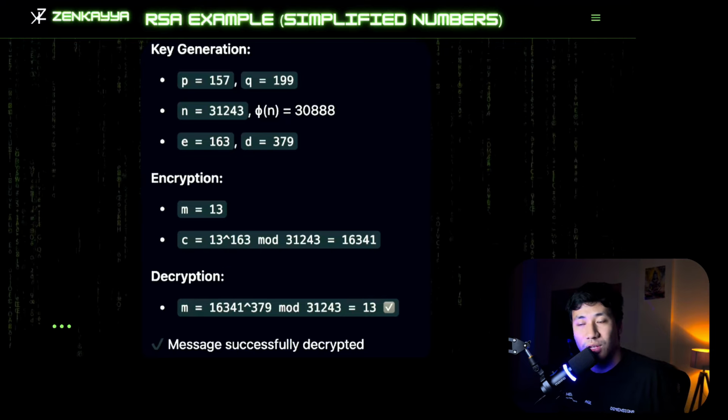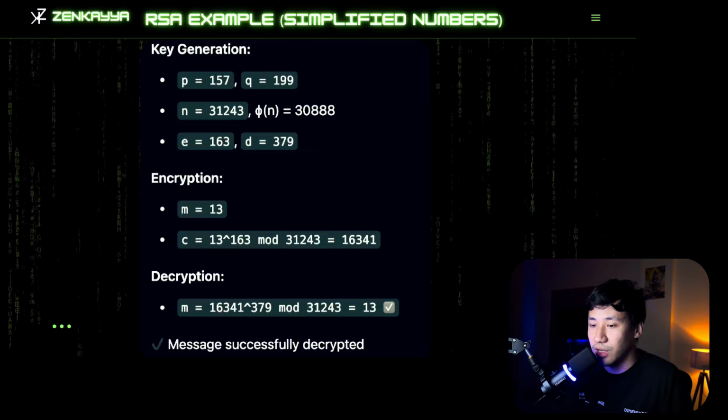Now we'll see an example. P is 157, Q is 199. If you multiply them, N will be 31243. Phi of N, that is (P minus 1) into (Q minus 1), is 30888. Now imagine E is 163 and D is 379. It can be any random number, but the condition should be true.